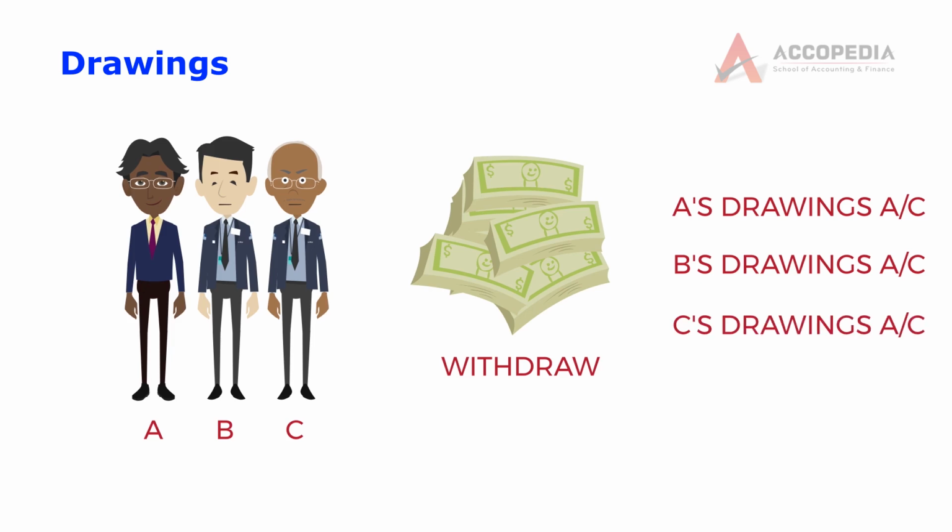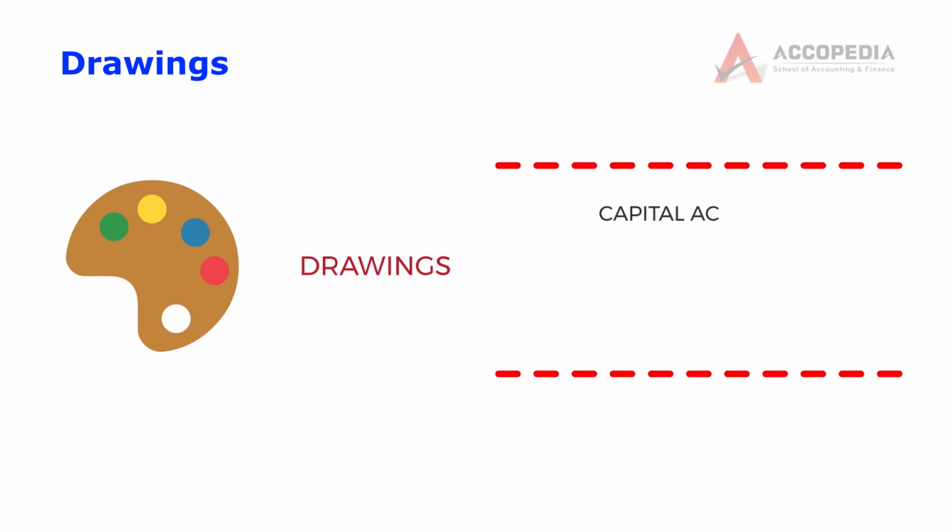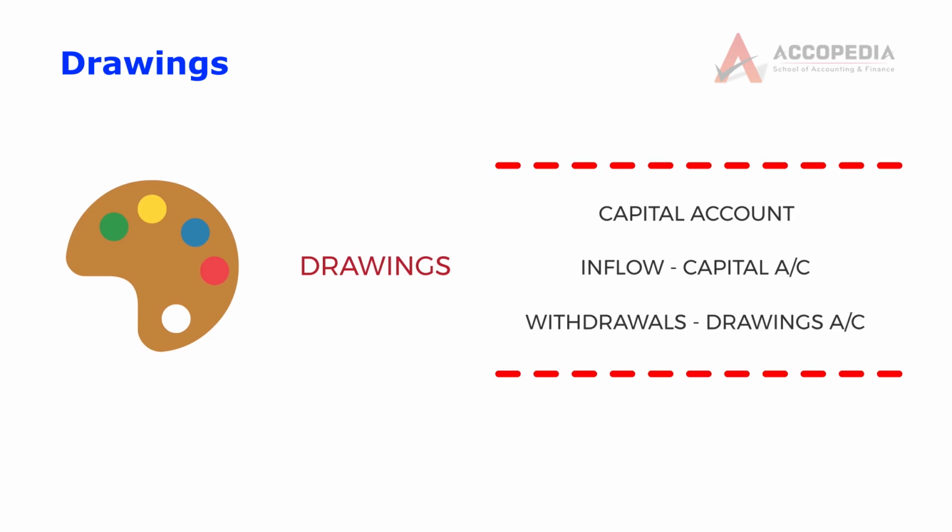To summarize, a drawings account is nothing but the capital account only, that is Raj account. But inflow of funds is recorded in A's capital account. Withdrawal by A from the business is recorded in A's drawings account.